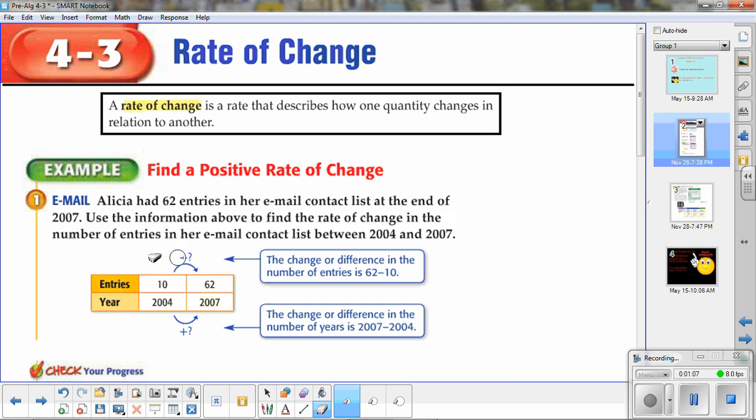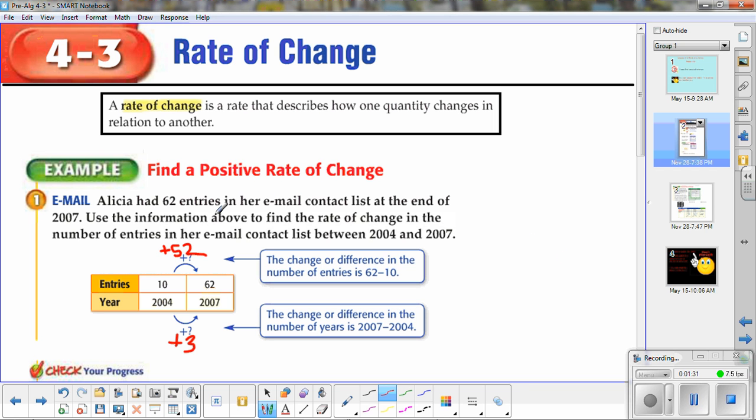Let me try that again. It went up 52 entries. We find that by doing 62 minus 10. And then from 2004 to 2007, that went up 3 years. And you can find that out by doing 2007 minus 2004.